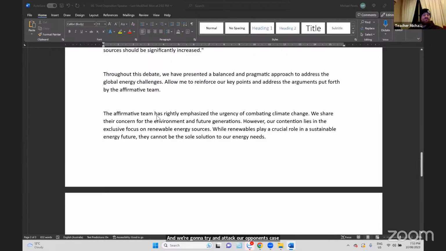The affirmative team has rightly emphasized the urgency of combating climate change. So again, we're agreeing with them to some degree, saying it is important. We share their concern for the environment and future generations. So we're the same in that aspect. We care about this. However, our contention lies in the exclusive focus on renewable energy sources. So we're saying our problem with their argument is their solution specifically. While renewables play a crucial role in a sustainable energy future, they cannot be the sole solution to our energy needs.